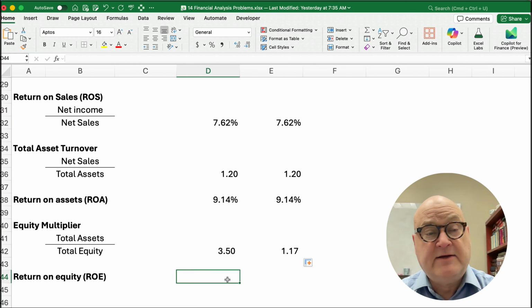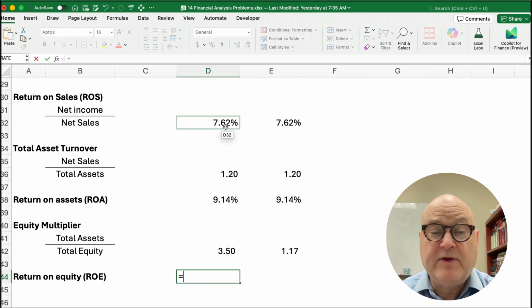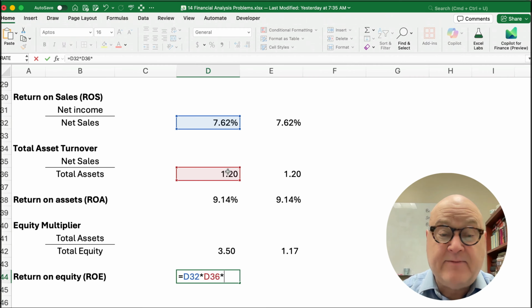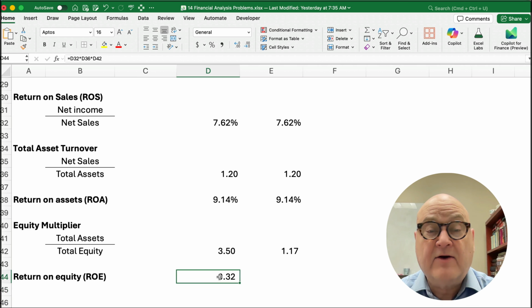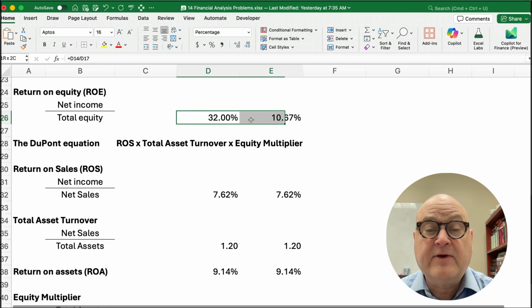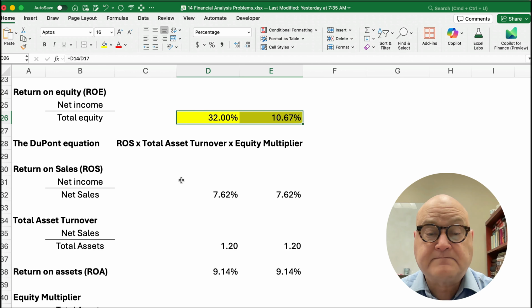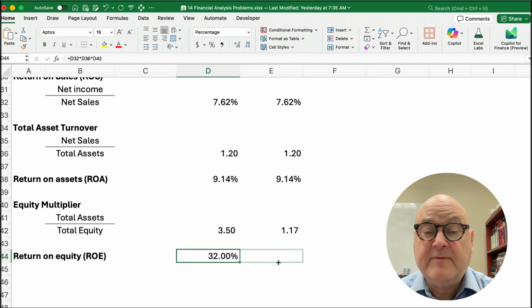So if we take return on sales times total asset turnover times equity multiplier, 7.62 times 1.2 times 3.5, that's going to equal our 32%. Let's make it a percentage. 32%, remember, that's our return on equity. Here are our numbers. And what is it for the low debt company? The low debt company is going to be 10.67.